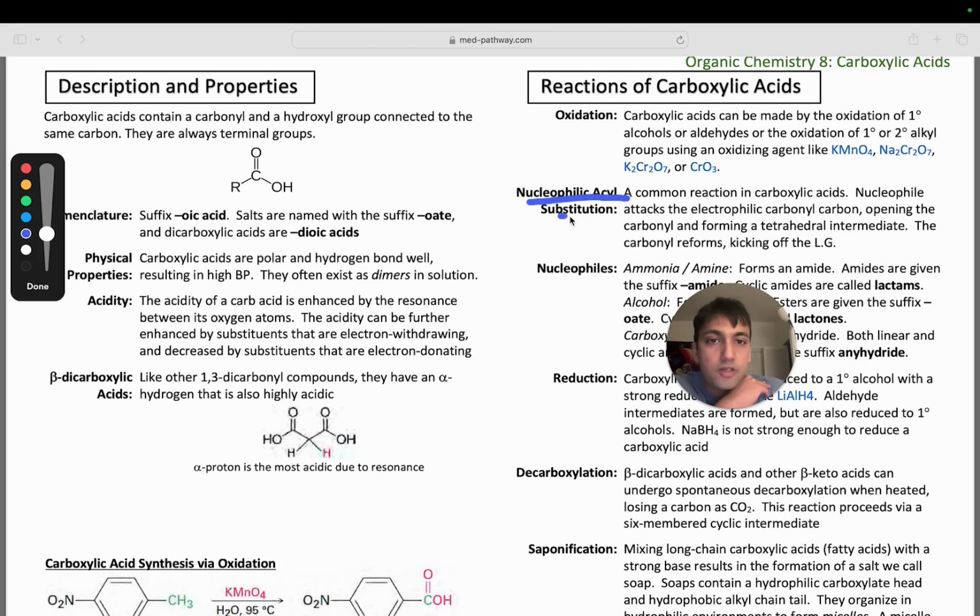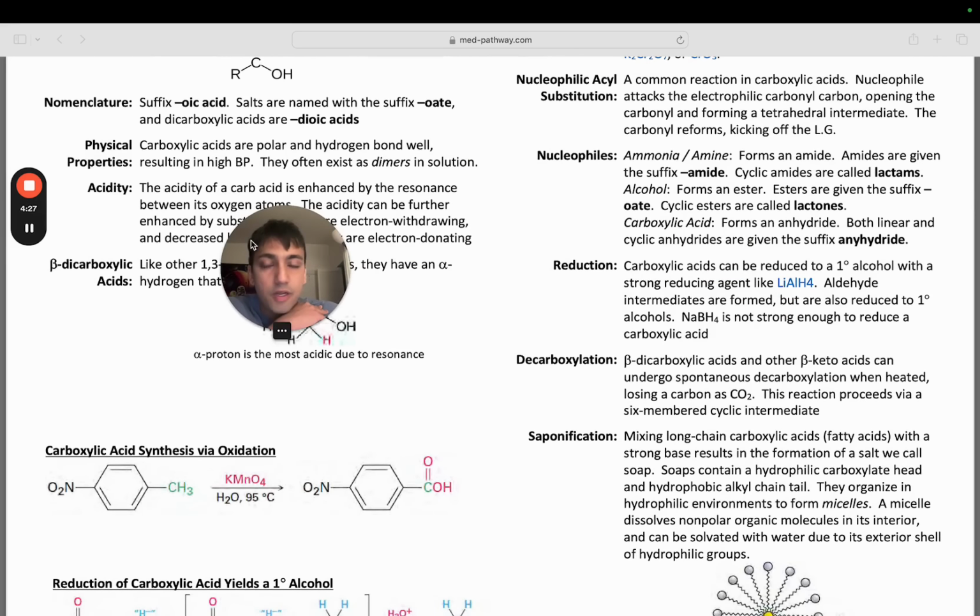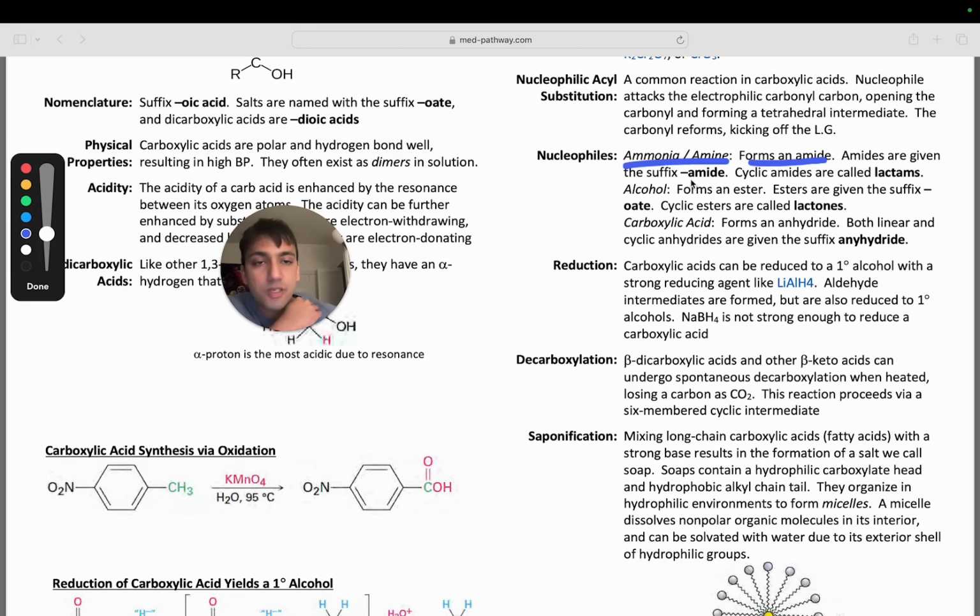Nucleophilic acyl substitution, we just talked about that in detail. Nucleophiles we've covered really well, but here they're introducing a few new terms for us. First is ammonia and amines. Ammonia and amines form amides. Amides are given the suffix amide. That's a pretty easy one to remember. And then cyclic amides, those are the ones that are in cyclic compounds, right? Those are called lactams.